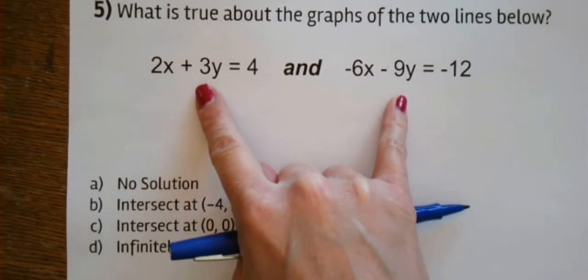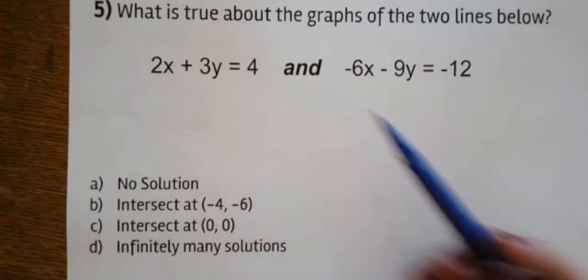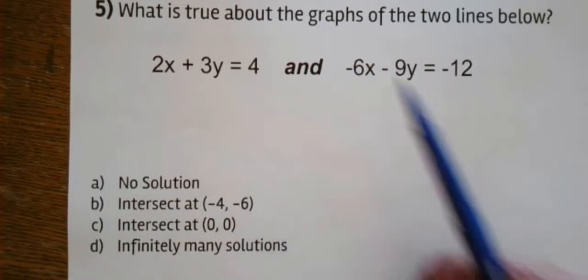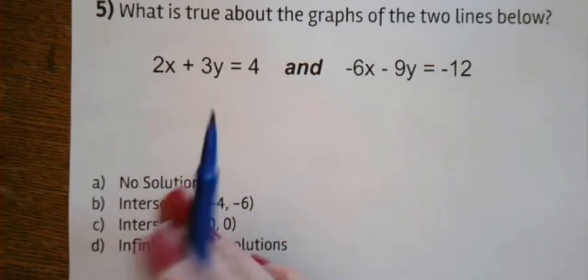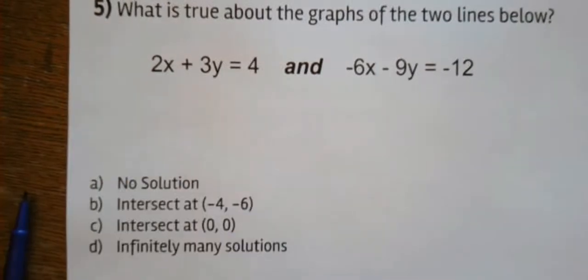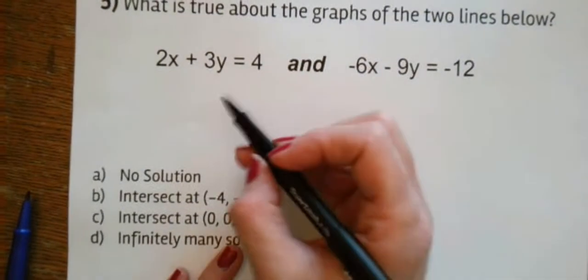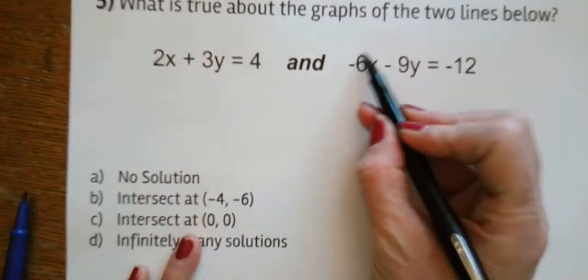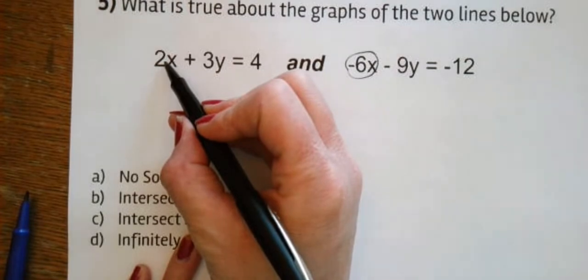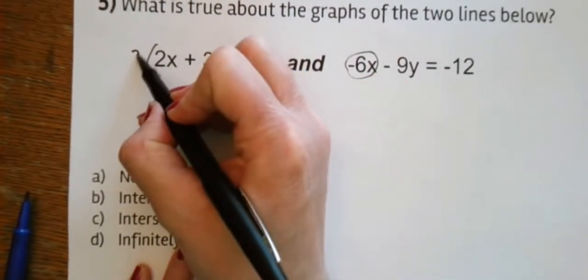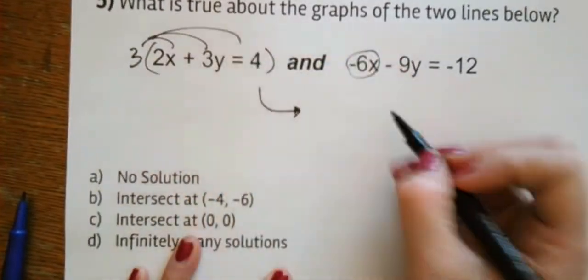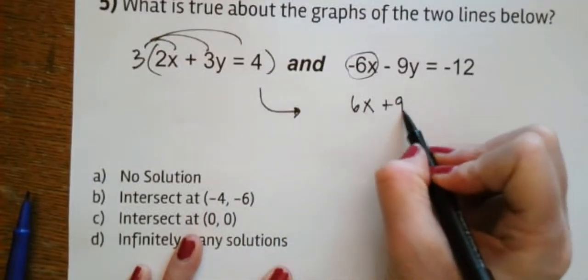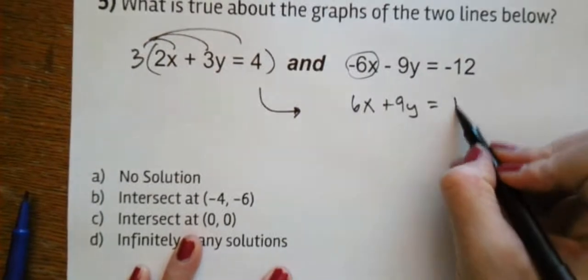And looking at them both, they're written in standard form, even though this one has a negative coefficient on the x term. But I could solve them using the elimination method. So if I look here, this is a -6x. I could easily make this a +6x by multiplying everything by 3. And then I'm just going to rewrite that right down here. So multiplying everything by 3, that would give me 6x plus 9y equals 3 times 4 is 12.